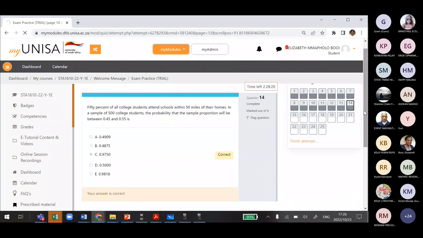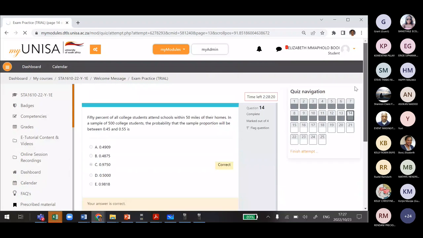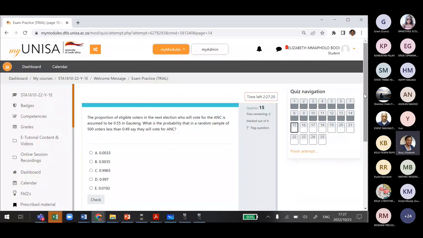Lizzie? Yes. Would it be possible, the file that you shared earlier, to also add it to the eTutor site? Yes, I will add it to the eTutor site once the session is done. I'll add it under the exam preparation folder, and I will also add the other document that another lady shared on the WhatsApp group as well. Okay, perfect. Thanks.